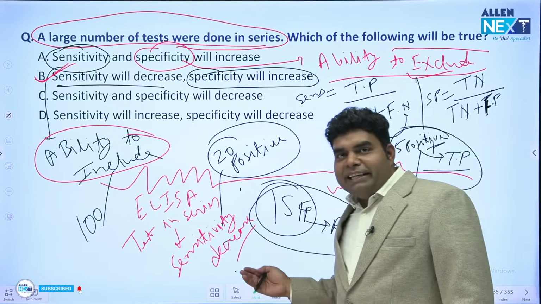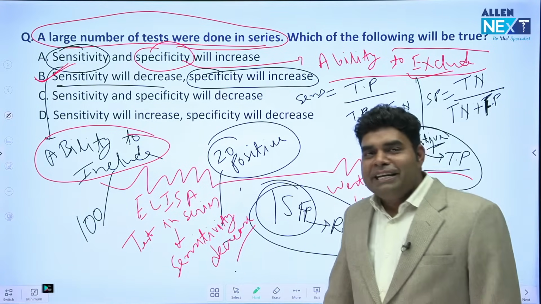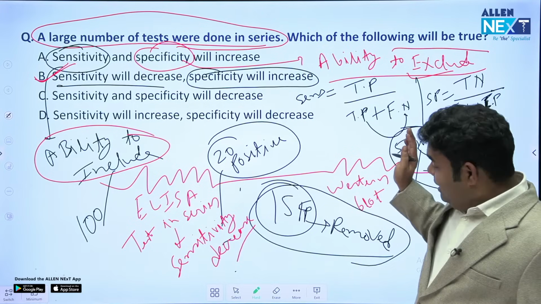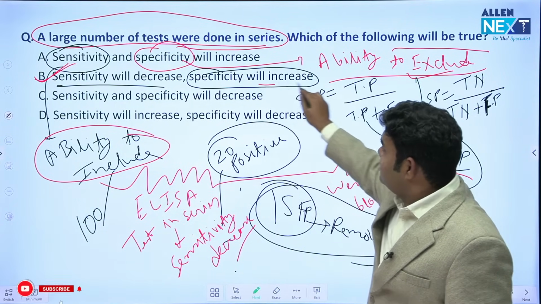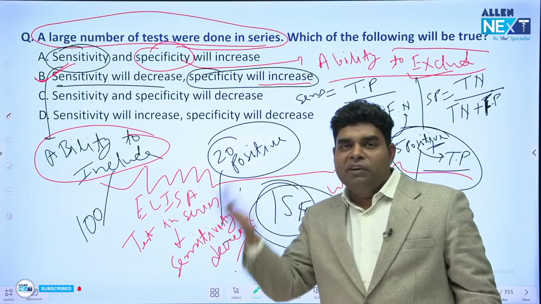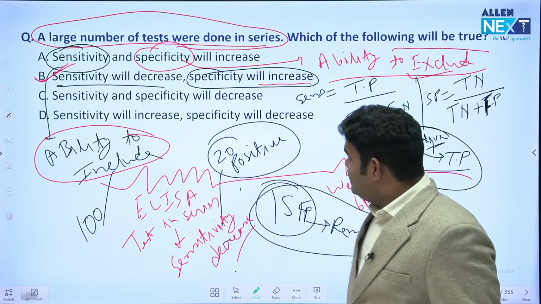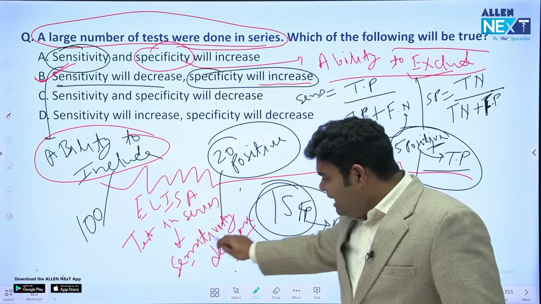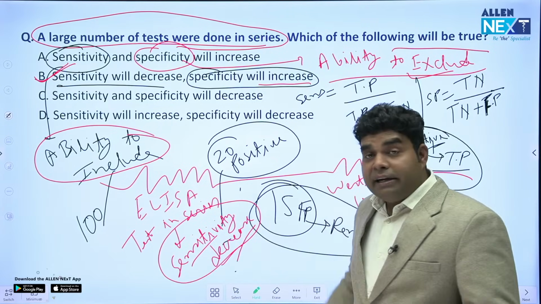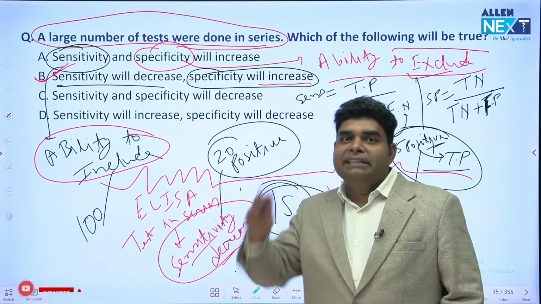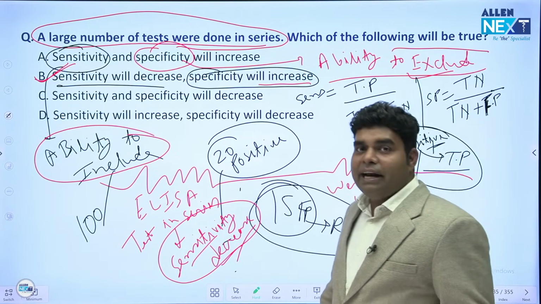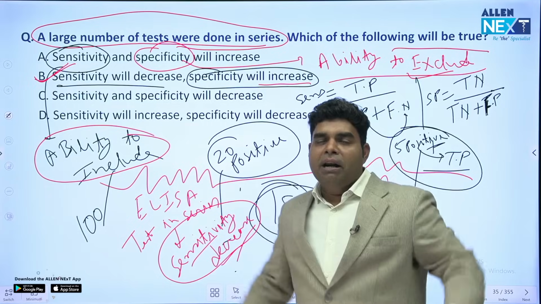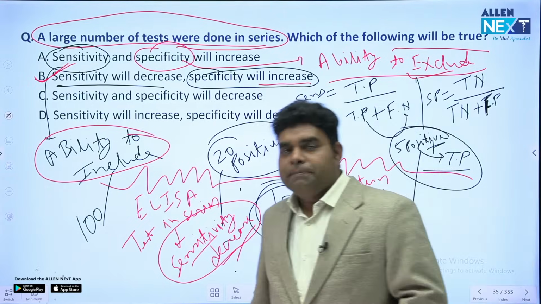And when sensitivity decrease, specificity is just opposite of that. So sensitivity will decrease, so specificity will increase. Because we are removing people, so specificity will increase. And if test in series is decreasing sensitivity, test in parallel will increase sensitivity. Okay, so just remember this one line: test in series remove people, so it decrease sensitivity.